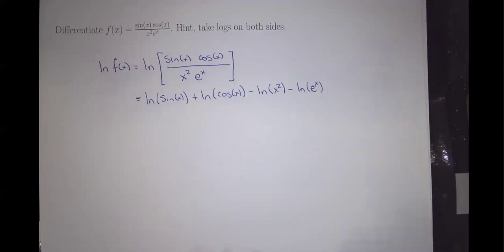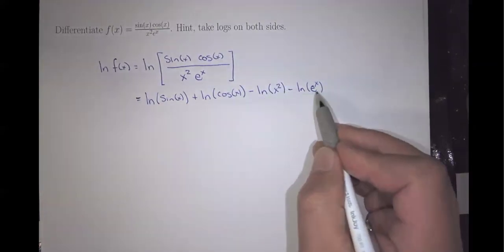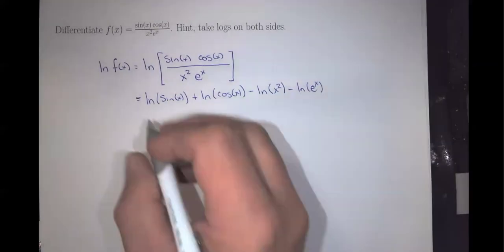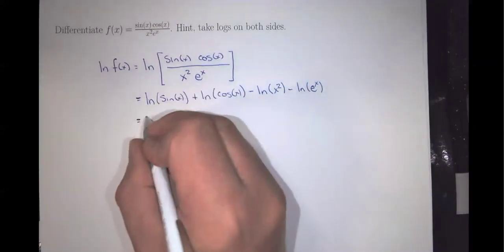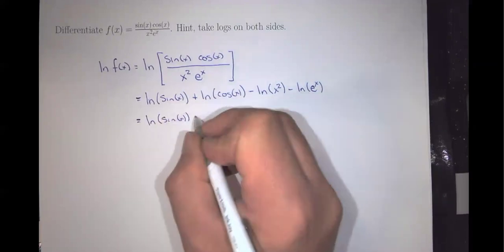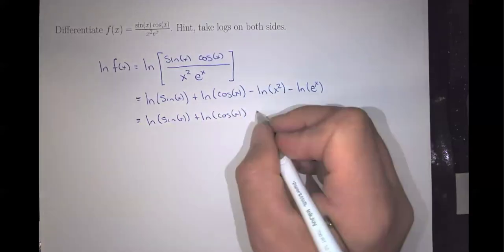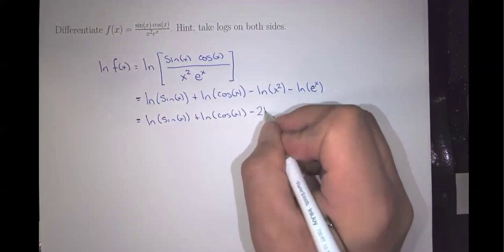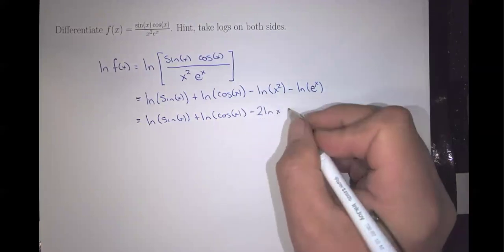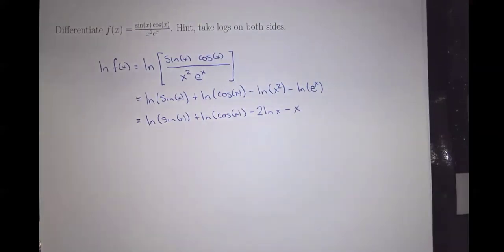We can simplify a little bit more. This log of x squared, the 2 can come in front, and log of e to the x can simplify to just be x. So we'll do that little simplification here as well. This is minus 2 log x, and this simplifies to minus x. Okay, now we're in a position to differentiate.